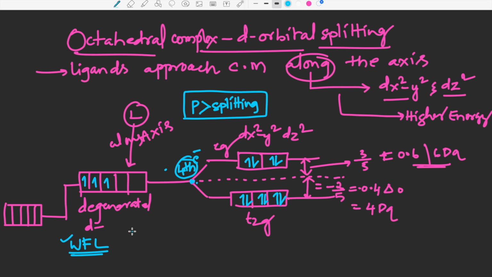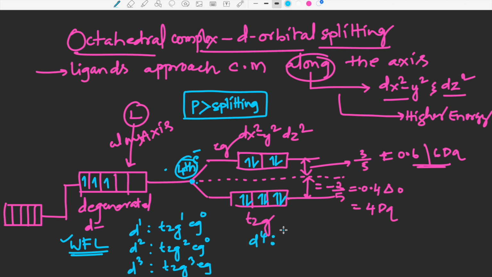So I will write here one by one. For d1 configuration, it is T2g1 Eg0. For d2 configuration, it is again T2g2 Eg0. For d3 configuration, it is the same, T2g3 Eg0. So now T2g is filled with one electron each. We will move to d4 configuration. For d4, it should be T2g3 Eg1. For d5 configuration, it should be T2g3 and Eg2. Now all the orbitals are occupied by one electron each.